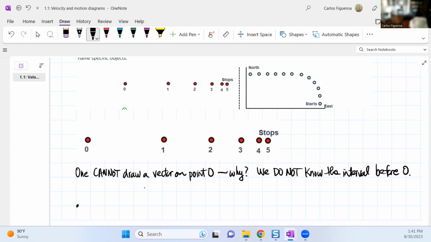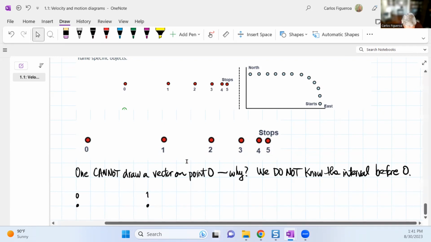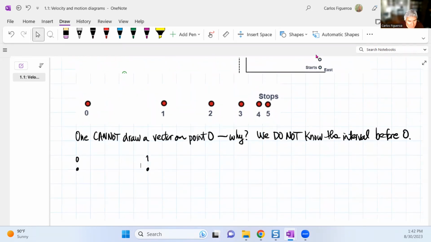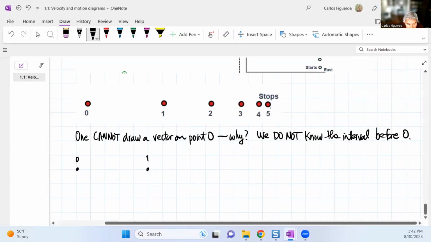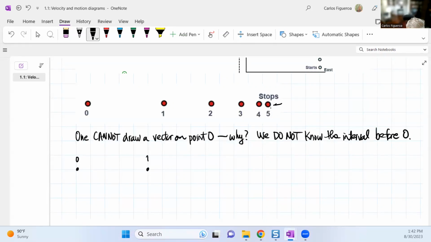So here we go. I'm going to come over here and say that this is 0, this is 1. Now I start my process. What's my motion diagram going to look like? Well, you could imagine that I'm driving my car, and I'm seeing that at point 5, that's a stop sign. So I'm assuming that right here there is a stop sign that I have to stop for because I'm a lawful citizen.